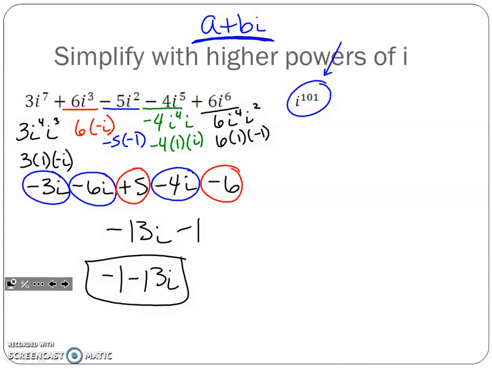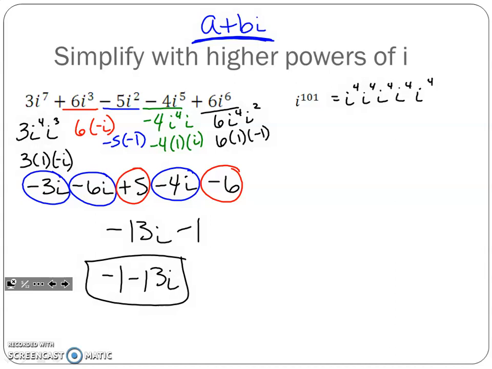And why would I want to use i to the fourth? Well, because i to the fourth equals 1, and 1 is by far the easiest to simplify with, because anything times 1 is just itself. So my goal is, I've got this i to the 101. I need to figure out how many i to the fourth there are in there.